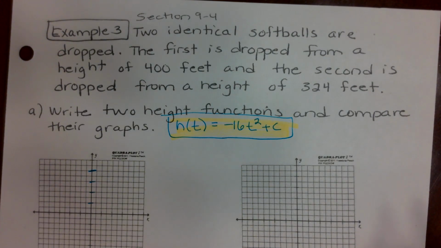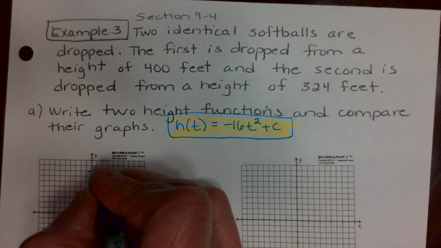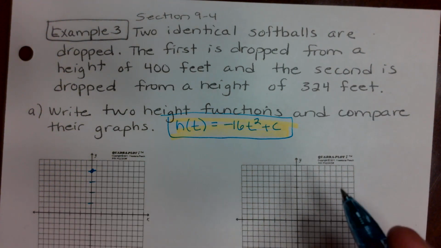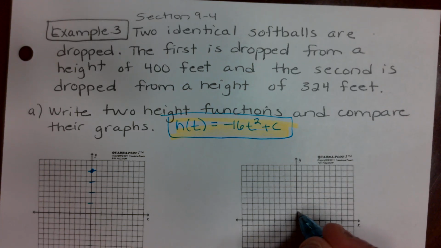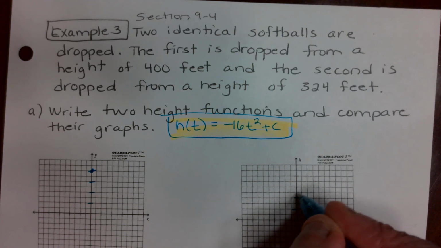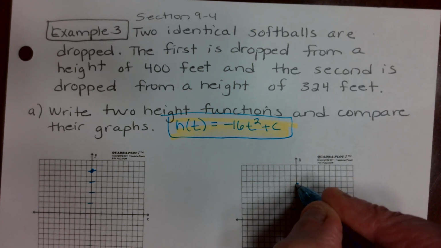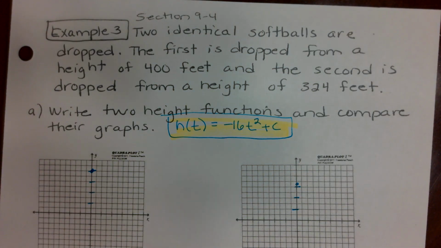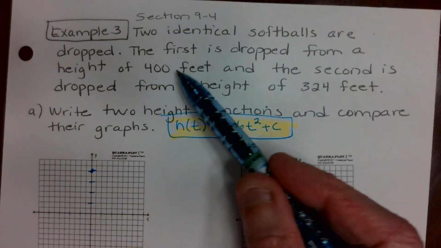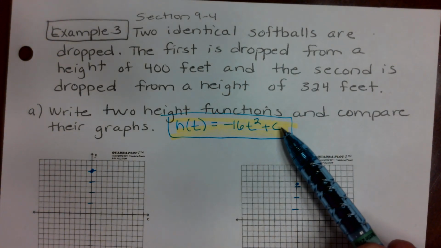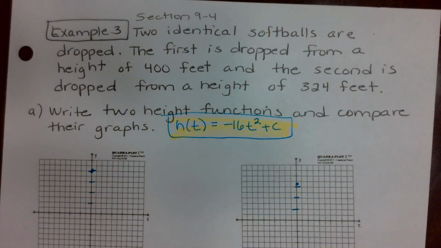And then the other one's going to be dropped from a height of 324. So that's going to be 100, 200, 300. It's going to be about right there. I'm just estimating to get an idea with the graph here, but we're going to plug those values in because those are our y-intercepts.